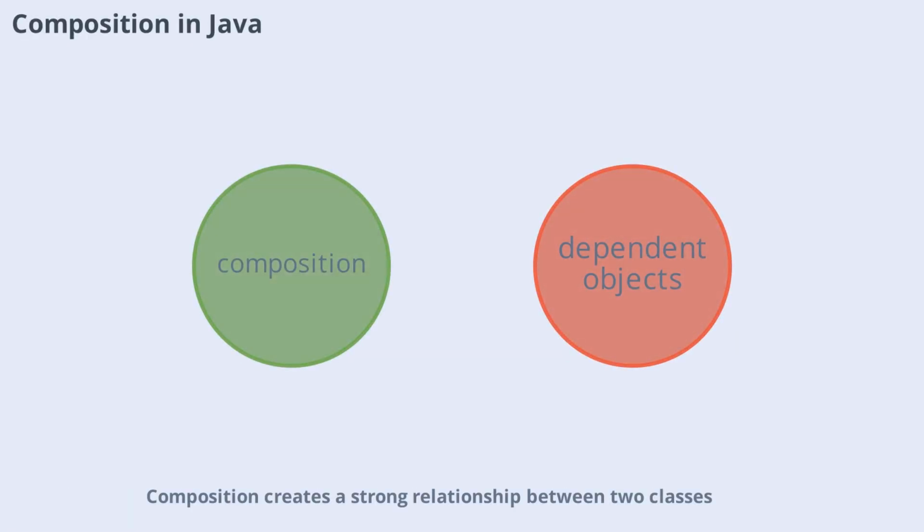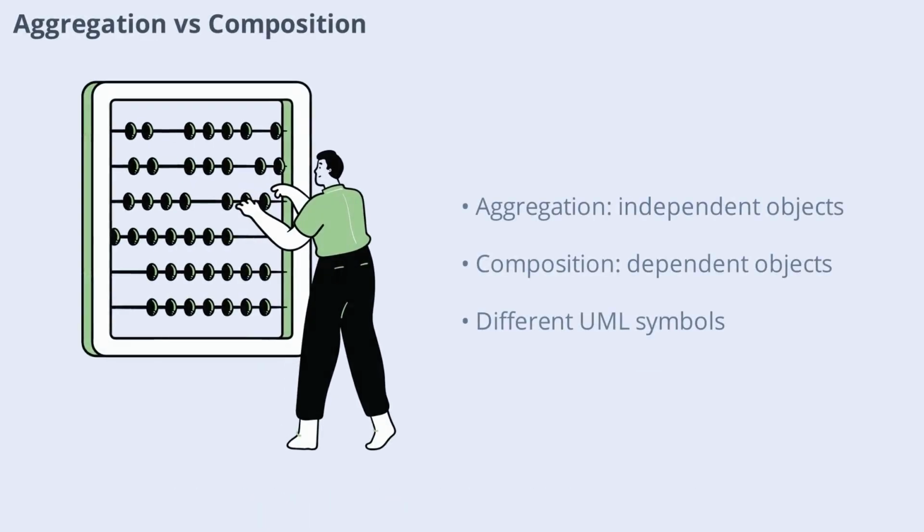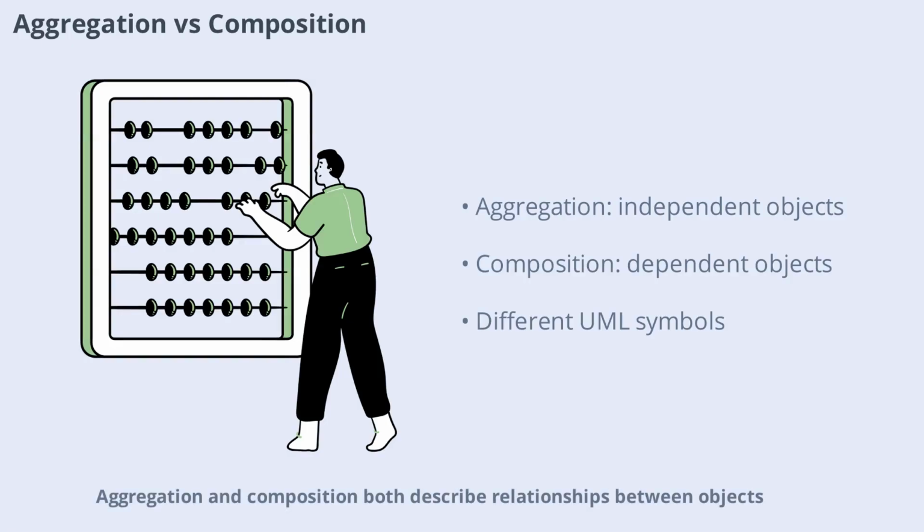Composition creates a strong relationship between two classes, where one class contains an instance of another, and the contained object cannot exist independently. For example, a human has a heart, but a heart cannot exist without a human. Composition is represented by a filled diamond in UML and is used when the life cycles of the objects are tightly bound together.